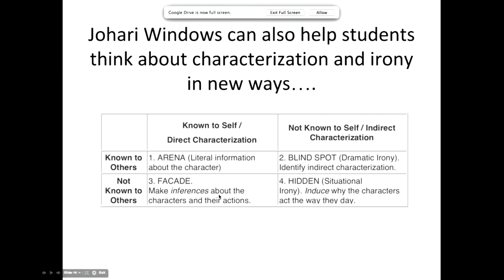So here within the facade, we might explore Katherine Anne Porter's stream of consciousness. There are some things going on within this character, like Granny Weatherall, that she's not choosing to share with the world. And then the hidden area or situational irony, here's how we deduce why characters act the way that they do. When I look at this box, I think of something like Child by Tiger.